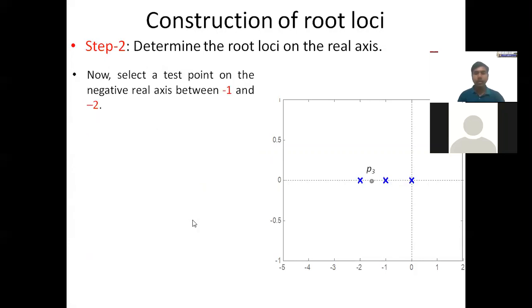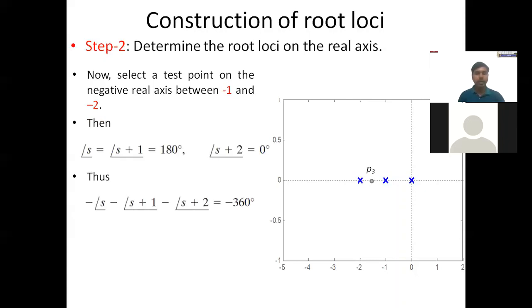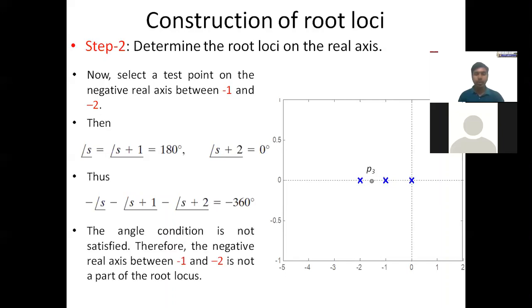Similarly, if you take the test point in between the second and third pole, we have the overall angle of minus 360 degrees, which is not an odd multiple of plus or minus 180 degrees. Therefore, the root locus doesn't exist in between these two.